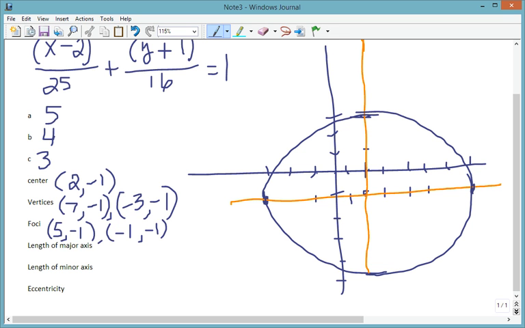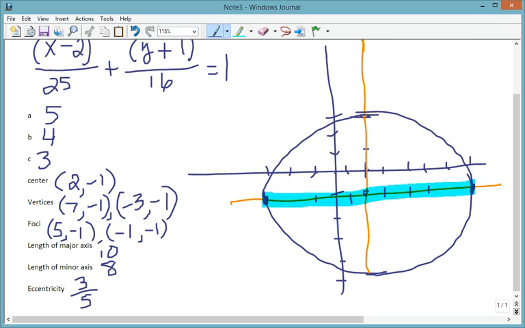The length of the major axis is still going to be 2a because I still have this length, right? And I got this by over a, back a. So that's still going to be 10. The length of the minor axis is still going to be 2b, so that's going to be 8. And the eccentricity is going to be c over a, which is 3 over 5. Okay? And that's how we do it when it's shifted.